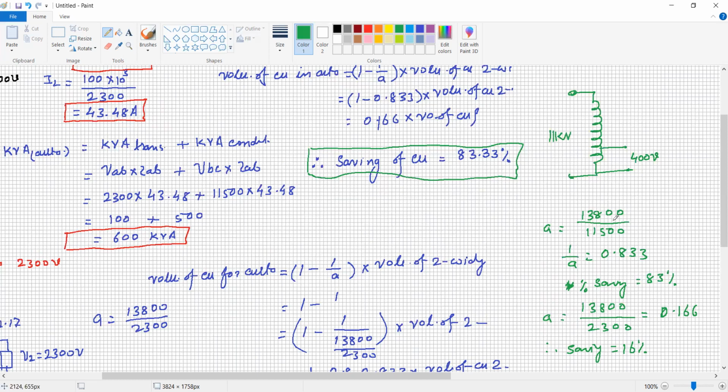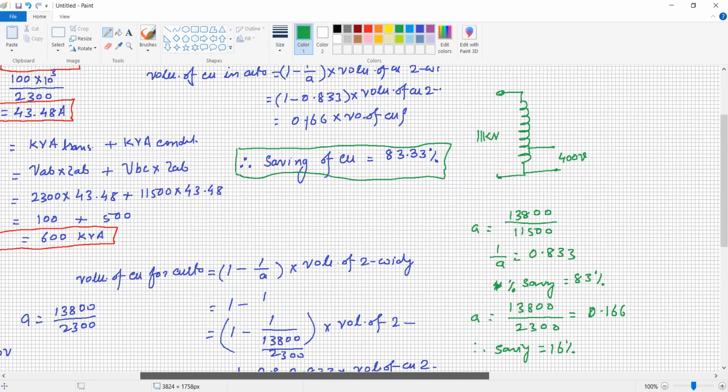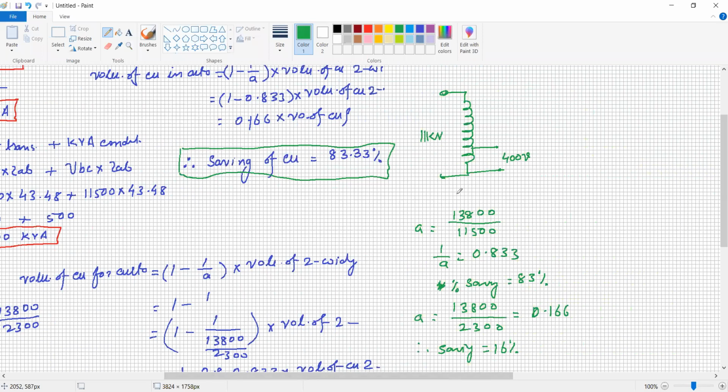Whereas if the ratio is somewhat smaller, say the saving is 16%. And if the ratio is in such a way that instead of 11 kV here, it is say 6600 volt, then maybe the saving is higher. So the larger the difference, the smaller the saving.